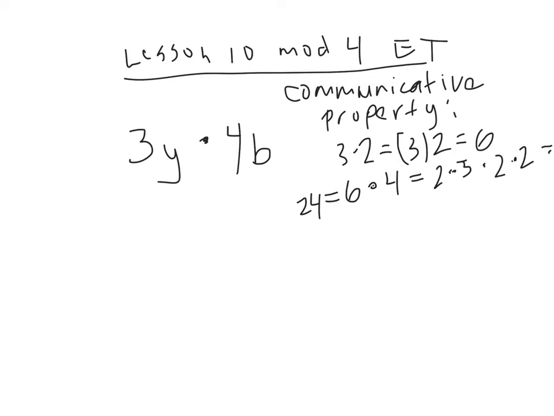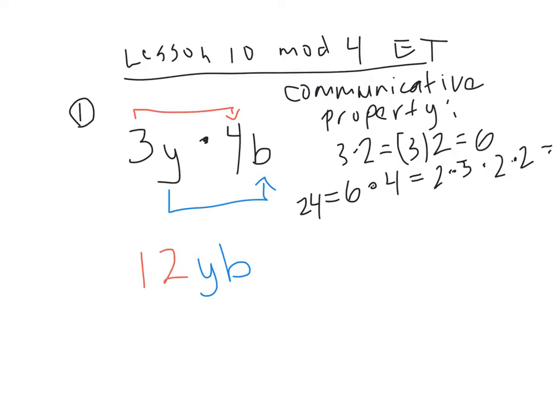So, in order to do that, all we're going to do is the commutative property tells us we can multiply 3 times 4 and y times b to get an answer of 12 y b. And that is problem number 1 on the exit ticket. That's what you're looking at. You're looking at problems just like that.